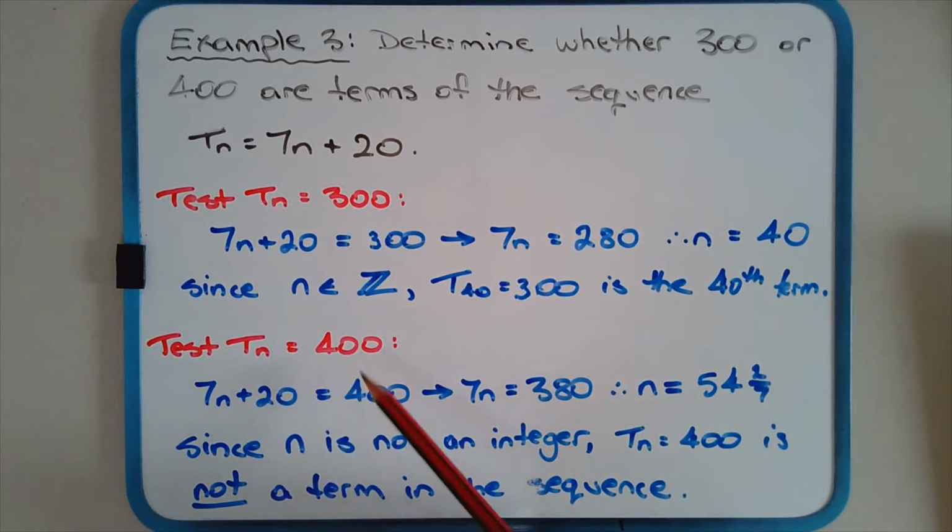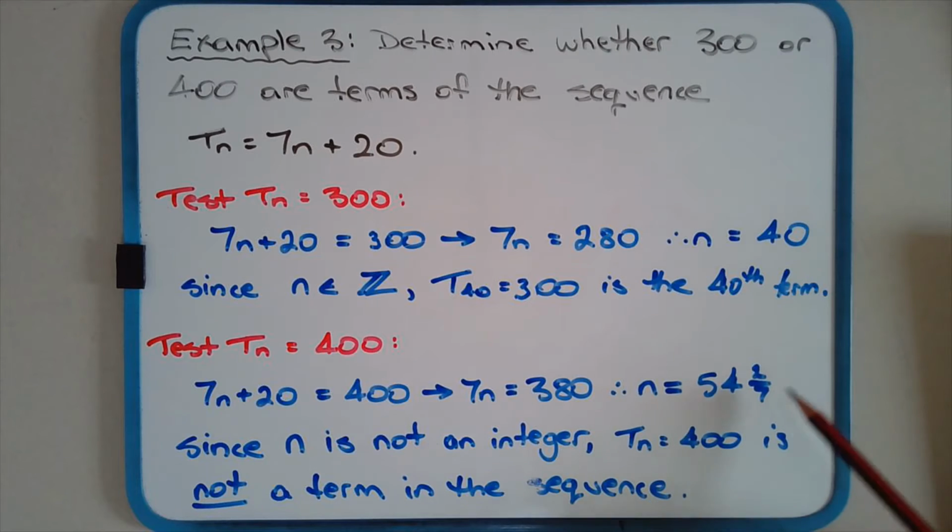Now let's test Tn equals 400. I'm going to test it the same way. Form the equation, 7n plus 20 equals 400. Solve for n, so dividing both sides by 7, we get n equals 54 and 2/7.